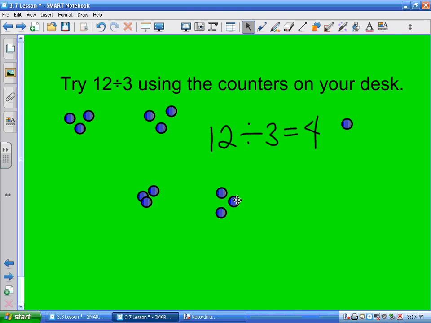All right? What do you think 12 divided by 4 is? 3. All you're doing here is taking 12 and putting them in groups of 4. You take one of these groups and make groups of 4. So you end up with 3. And that's the other number in the family of 12, 3, and 4. Cool.